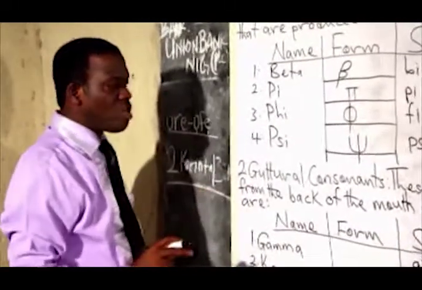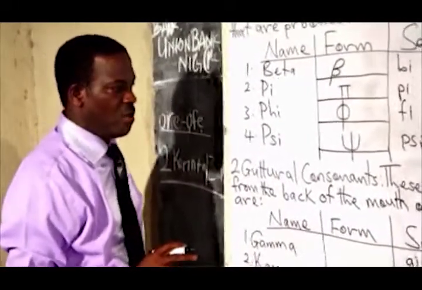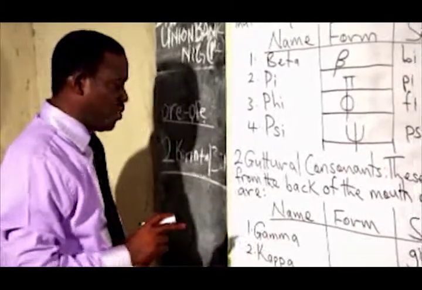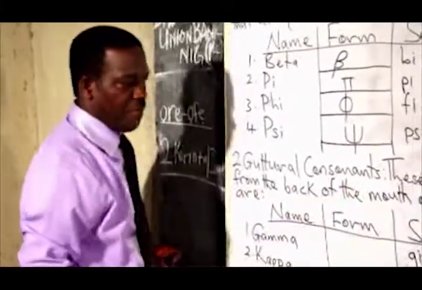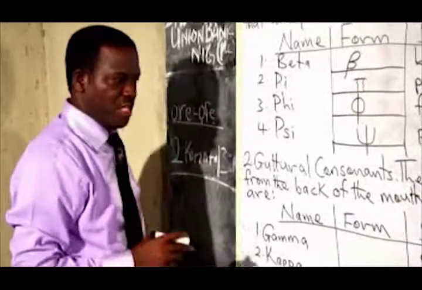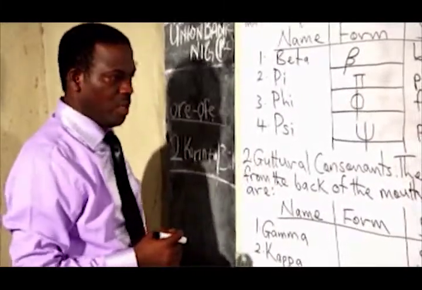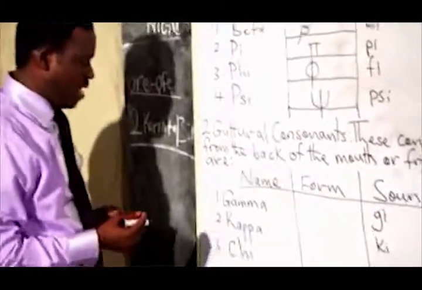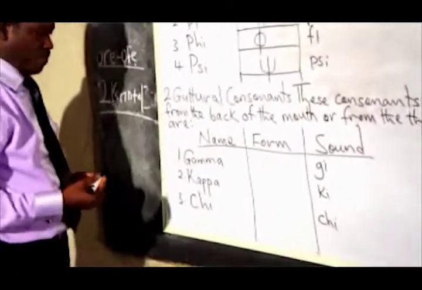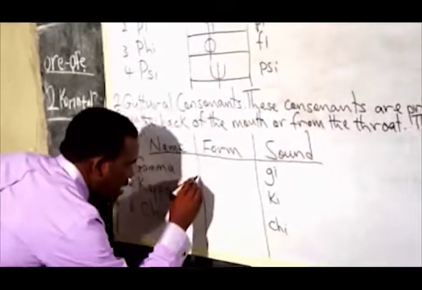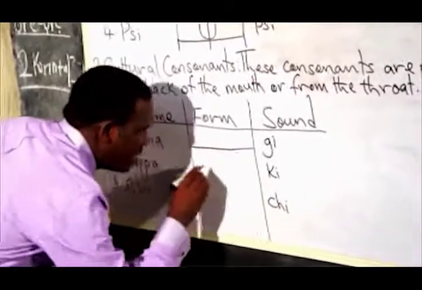The next one is guttural consonants. Guttural consonants are consonants produced from the back of the mouth or from the throat. These are, the first one is gamma. And this is how to write gamma again.